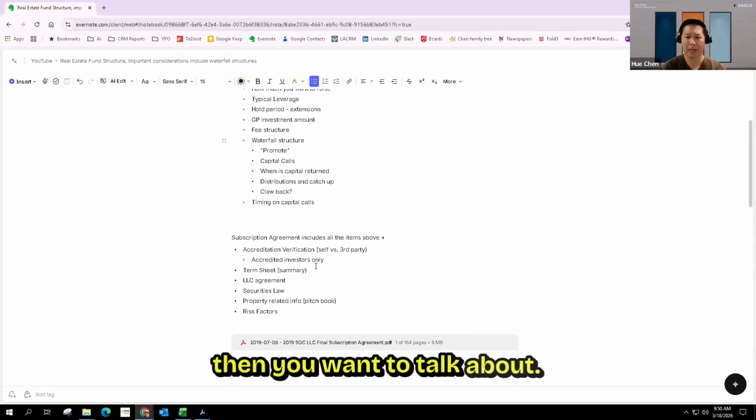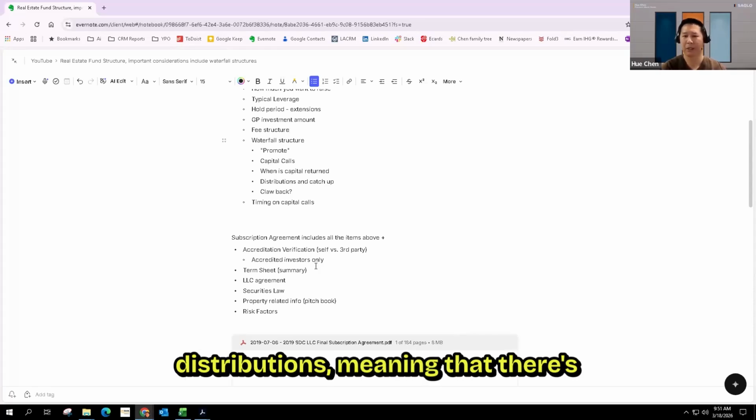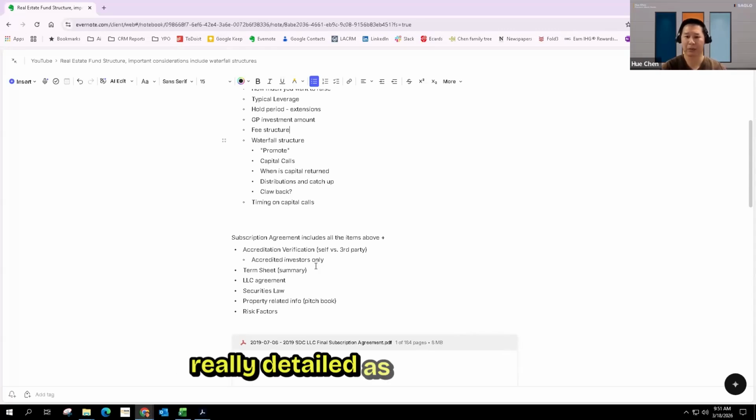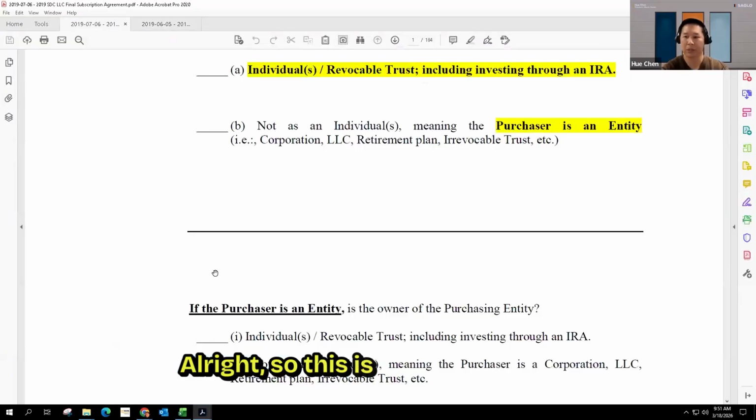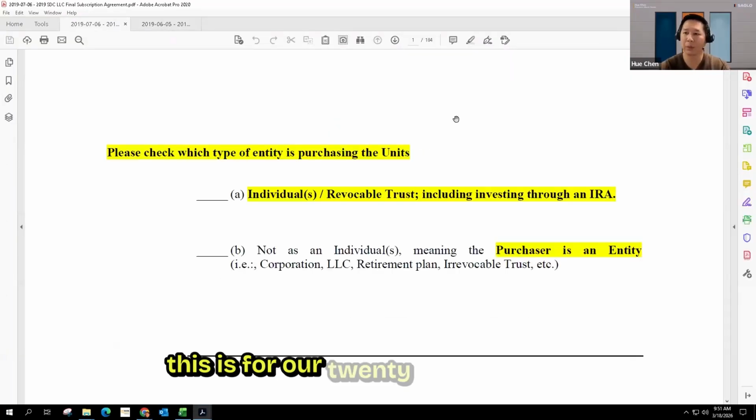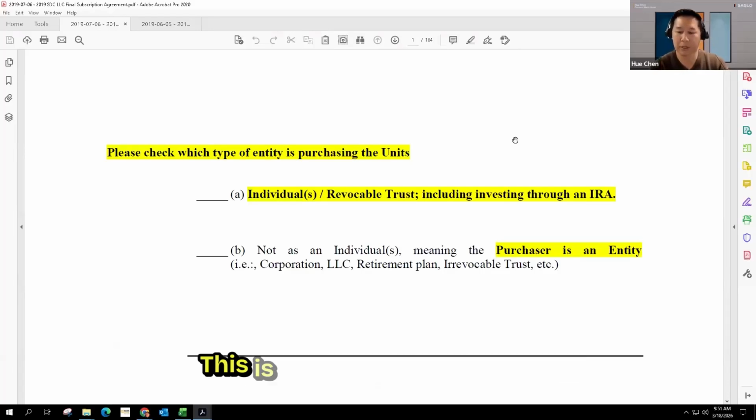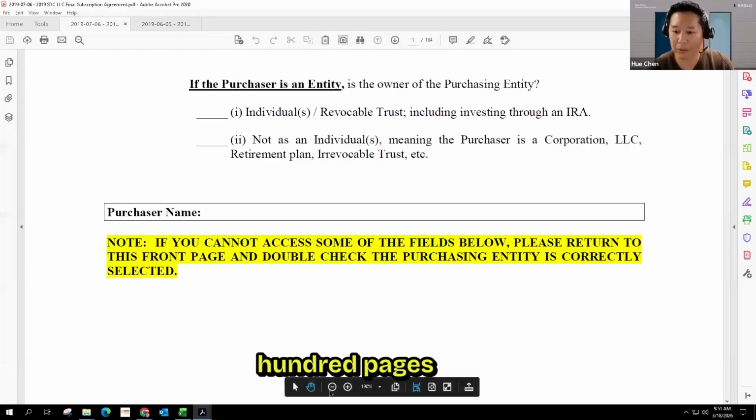Then you want to talk about distributions and catch-up distributions, meaning that there's really detail as far as how the cash flow is distributed when the quarterly payments are to be sent out. So actually, I'll show you. All right, so this is our subscription agreement. This is for our 2019 fund. This is probably about 100 pages long.